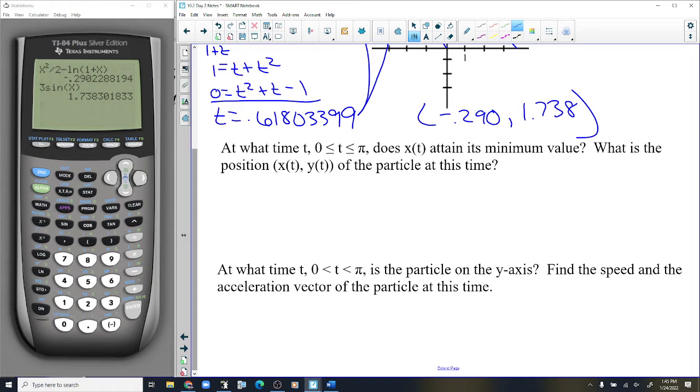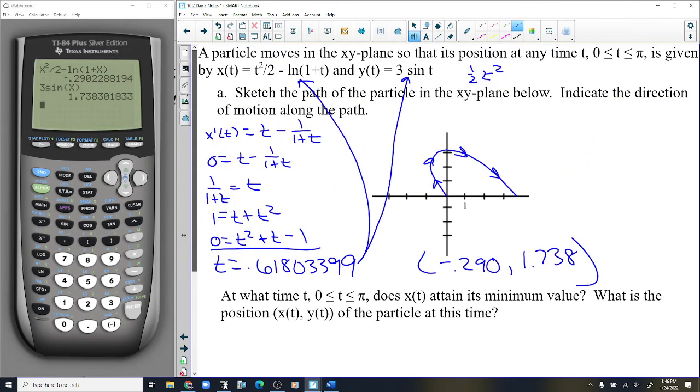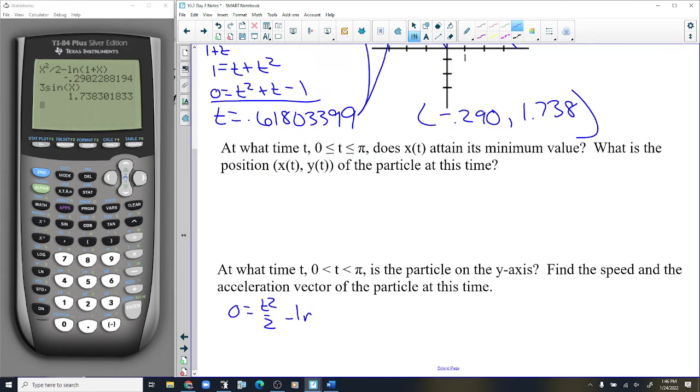At what time is the particle on the y-axis? Find the speed and acceleration vector of the particle at this time. At what time is the particle on the y-axis? Well, that's when x is 0. 0 is equal to t squared over 2 minus natural log of t plus 1. That's when we're on the y-axis.